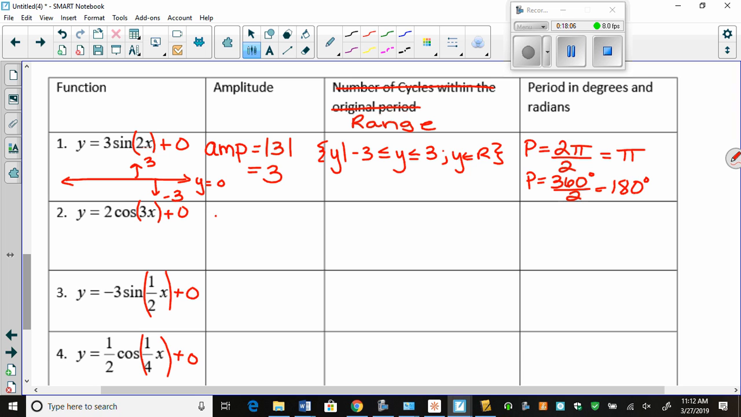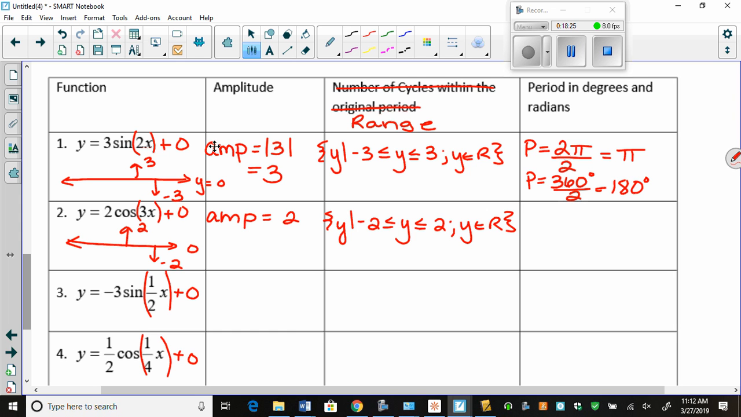Okay? This one has an amplitude of 2. And then this one goes up 2 from 0. Down 2, so it's at -2. So it's going to be y such that -2 is less than or equal to y is less than or equal to 2 y-er. So the period is going to be 2 pi divided by 3, which makes sense because it's a third of what it was. It's horizontally stretched by a third. And then the period is 360 divided by 3, which is 120 degrees, which is a third of what it was because it's horizontally stretched by a third, right?